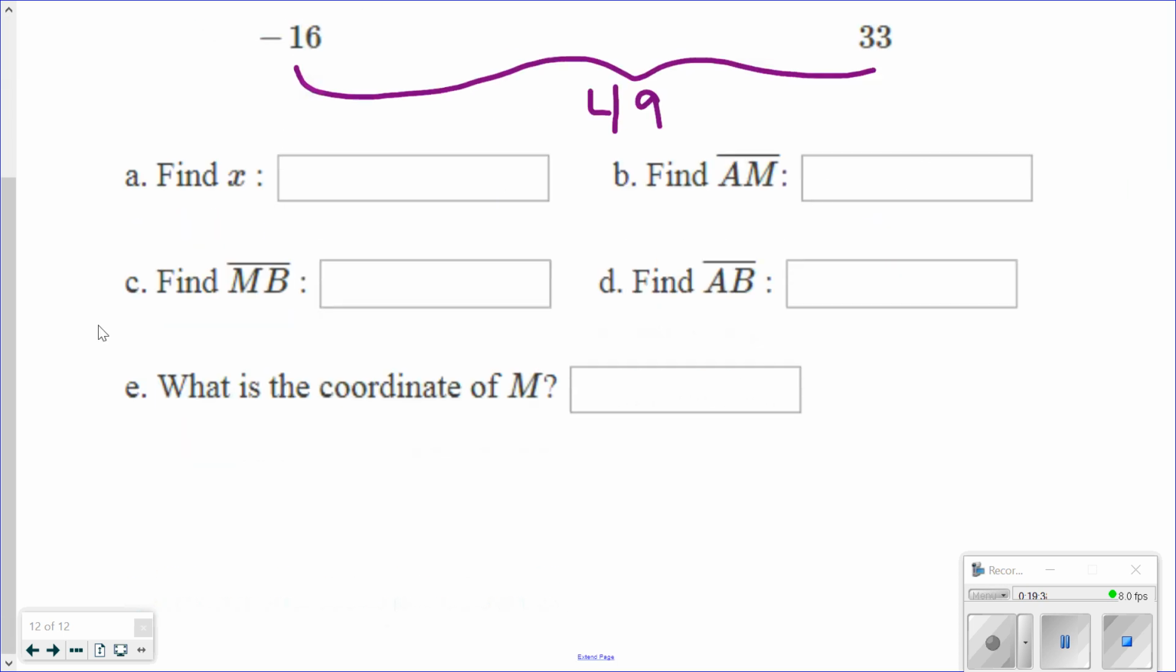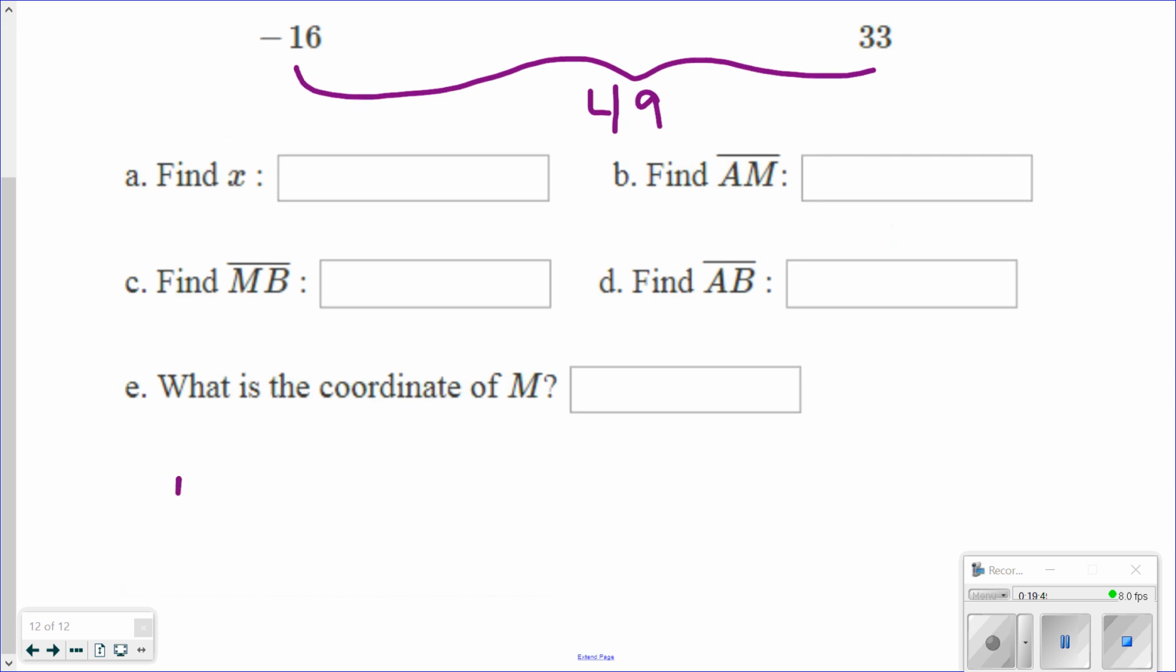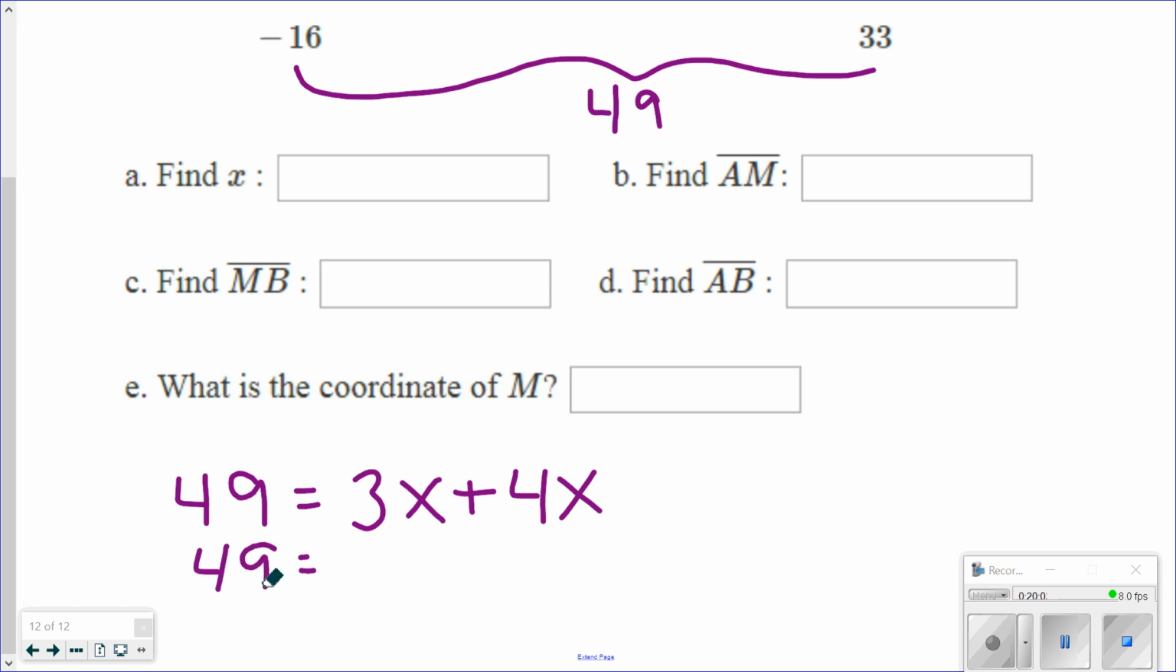I'm going to scroll down again. So AM is 3x, MB is 4x. So I'm going to have 49 is equal to 3x plus 4x. Let's solve for x. Well, 49 is equal to 3x plus 4x, which is 7x. So that means that 7 is equal to x. So that's going to go here, 7. All right, now I need to find my different parts.